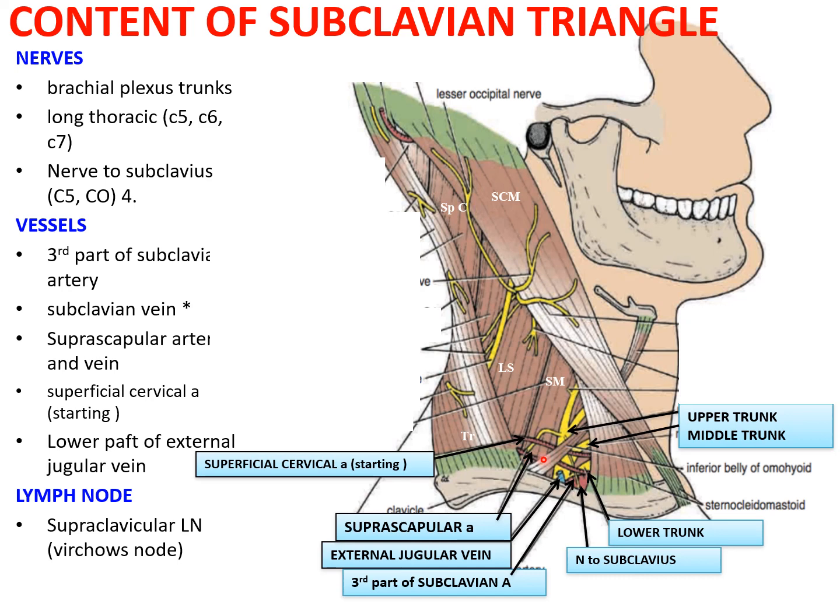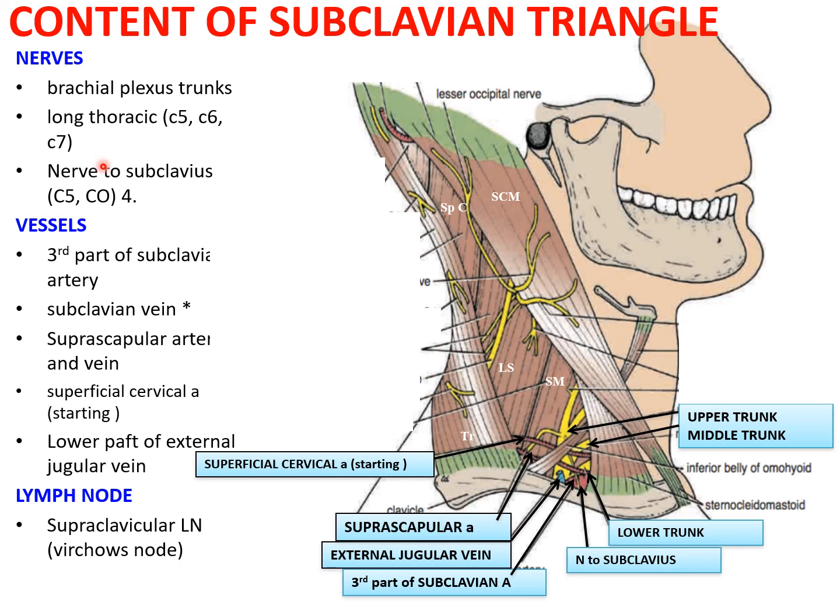Apart from the trunks, the long thoracic nerve, which is not seen in this image, also appears in the subclavian triangle, arising from the C5, C6, C7 roots. This passes downward behind the brachial plexus and the third part of the subclavian artery and enters through the apex of the axilla.